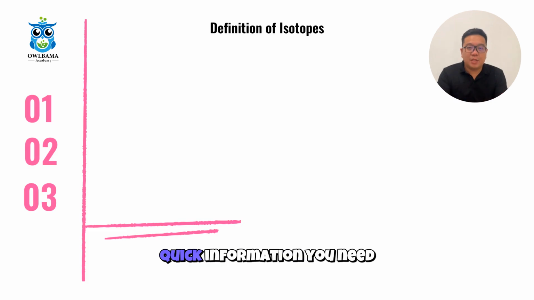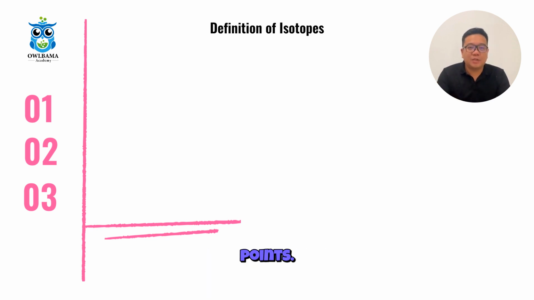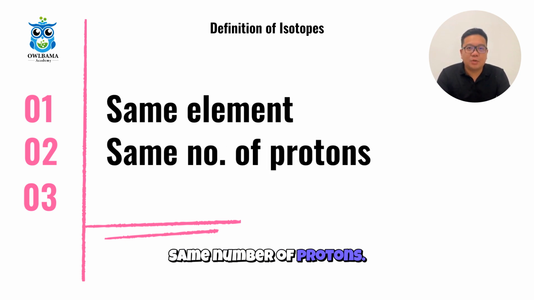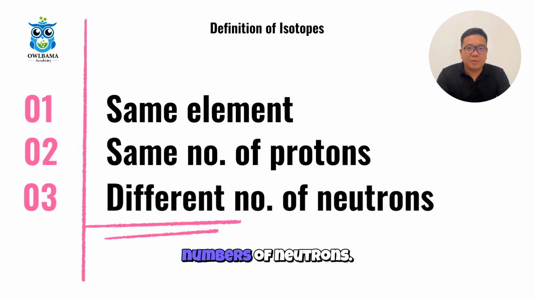Let's go through some quick information you need to recap. So, once again, what are isotopes? There are three key points. First, isotopes are atoms of the same element. Second, they have the same number of protons. Third, they have different numbers of neutrons.